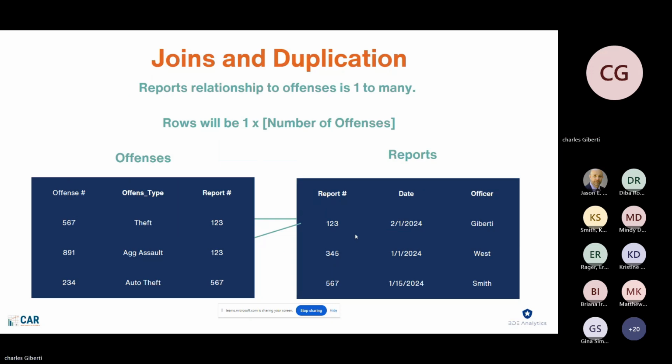So one thing that trips a lot of new analysts up is the idea of duplication. The relationship between offenses and reports is one to many. One report can be connected to many offenses. So when you make that join and you query, the number of rows that you're going to have are going to be 1 times the number of offenses. So when we look at our resulting table, that report number, which is distinct in the reports table, can duplicate however many times there is an offense.